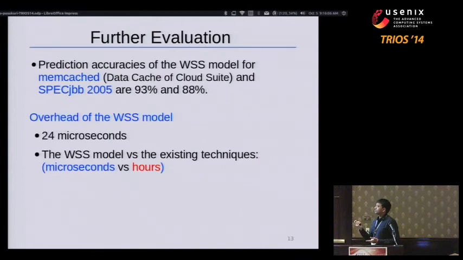And the overhead of this KNN WSS model is negligible compared to the existing techniques. For example, within just 24 microseconds, you can get the WSS of a multithreaded program running on a multi-core, multi-socket system. Compared to existing techniques, for example on Solaris, measuring the working set size needs a maximum of about 2.5 hours across 20 multithreaded programs. Therefore, the overhead of the model that we developed in this work is negligible. We can effectively use this for dynamically optimizing resources.